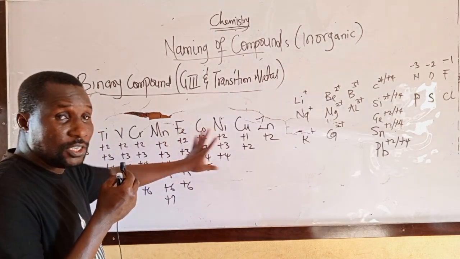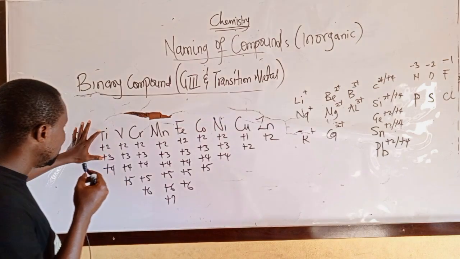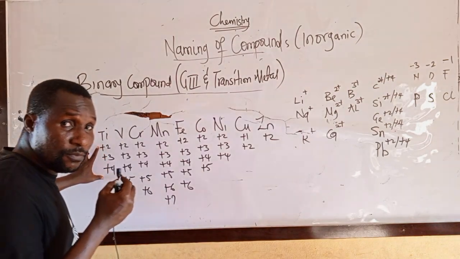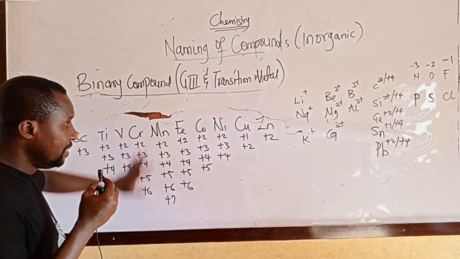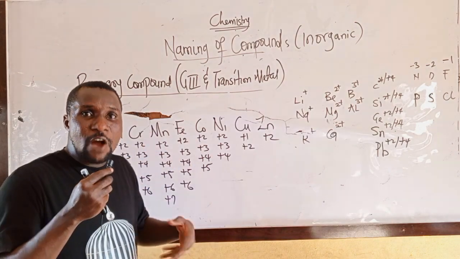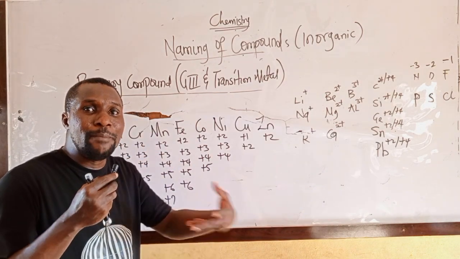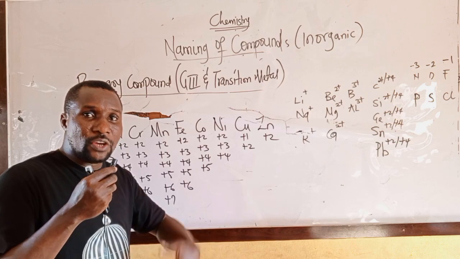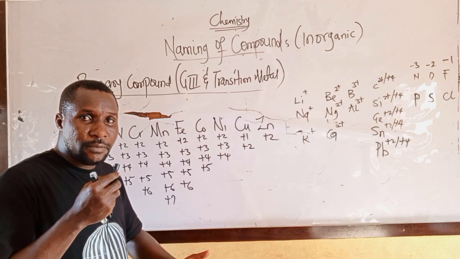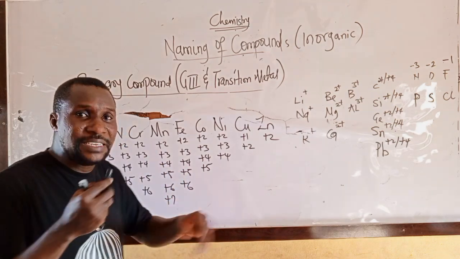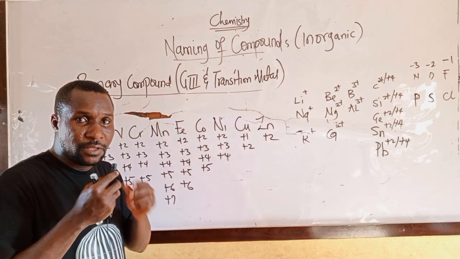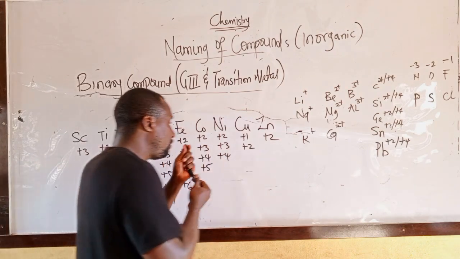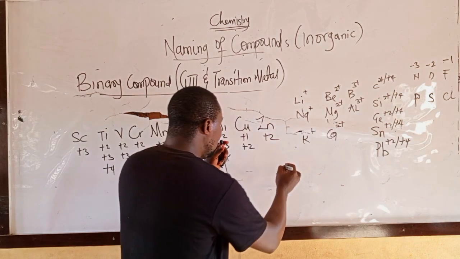I've given you their oxidation states. For titanium, it has three variable oxidation numbers. Because of this, how can you name transition metal binary compounds? You have to identify the oxidation number of that transition metal. For example, look at this.